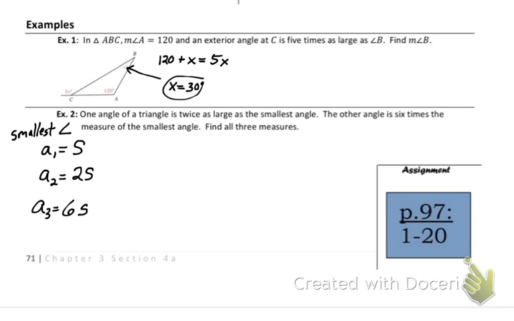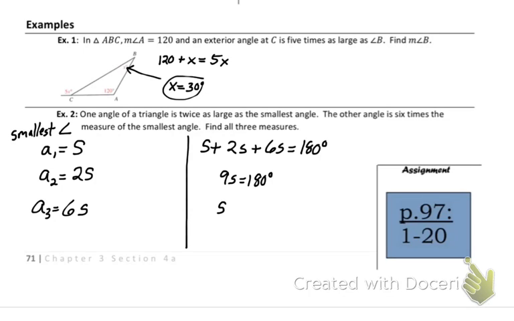What happens when I do angle 1 plus angle 2 plus angle 3? What should they equal? Anna? 180. So that's all we have to do. To solve this, over here I'm going to put a little line because this is where I'm actually doing my work. I'm going to say S plus 2S plus 6S equals 180. So that's 9S equals 180. And so S is just going to equal 20 degrees.